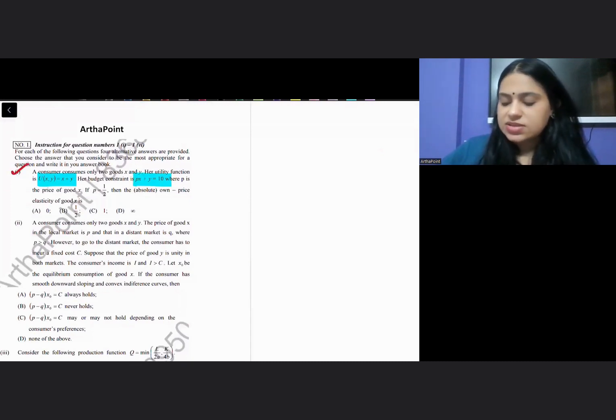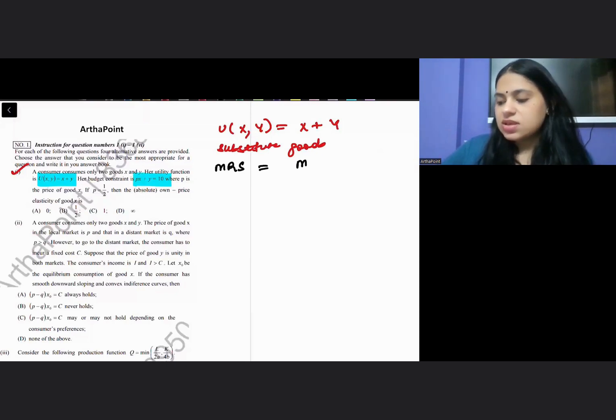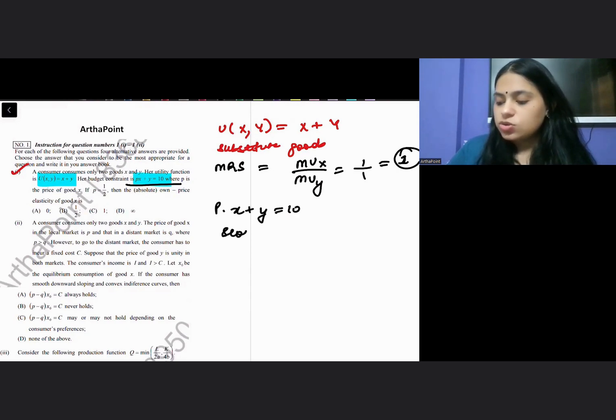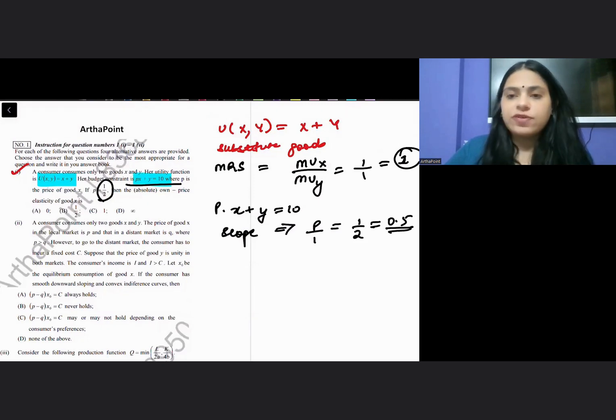So try to understand this thing. The utility function is X plus Y. That means it represents substitute goods, right? And when I talk about the MRS, it is MUX by MUY. So in this case, 1 by 1, that means 1. And when it tells you that the budget line is P into X plus Y equal to 10, the slope is going to be P by 1. And P is given to you as half. So half by 1, that means 0.5.